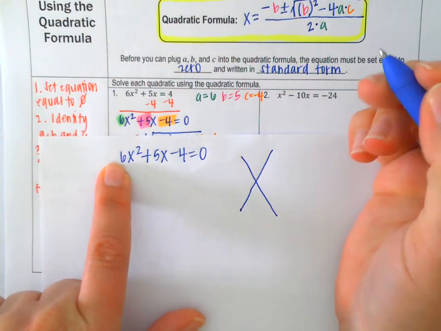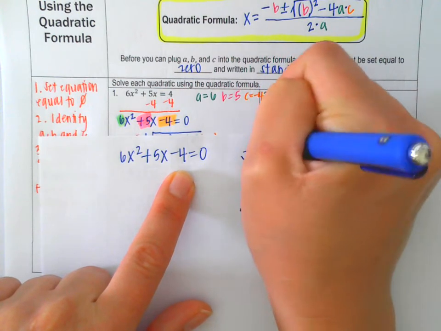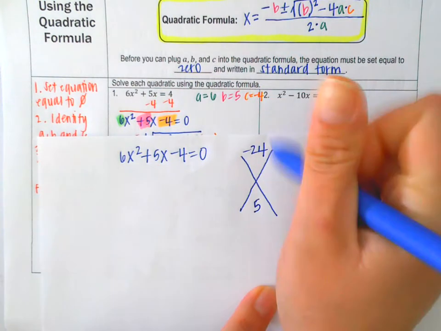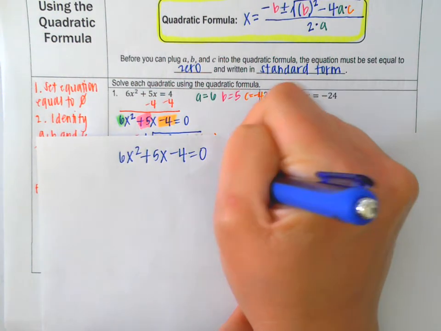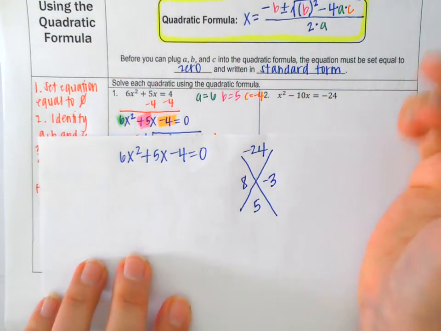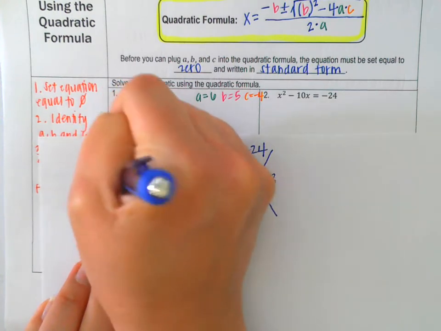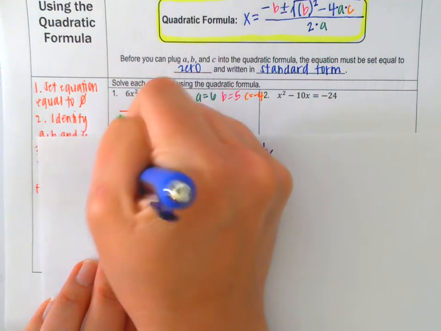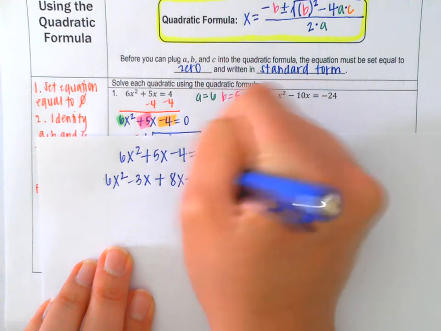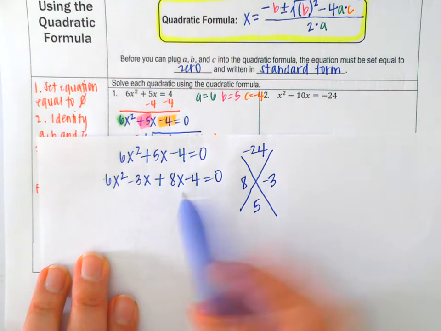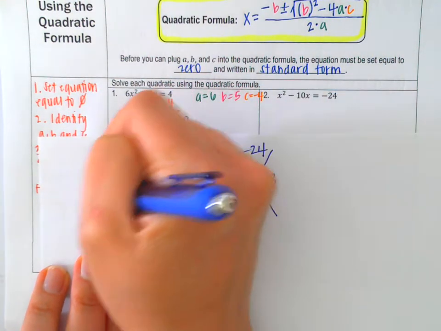So I'm thinking 6 times negative 4 is negative 24. What multiplies together to get me negative 24, but adds to get me 5? And that's 8 and negative 3. So 6x squared, I'm going to put the 3 with 6 and the 8 with 4. And then I can factor by grouping. So I just split my middle term.